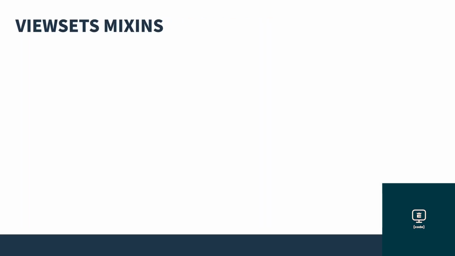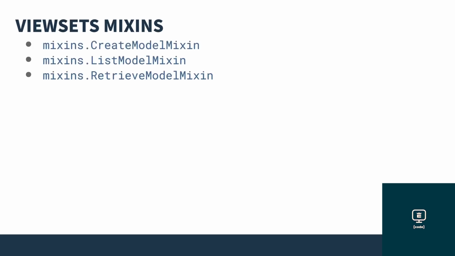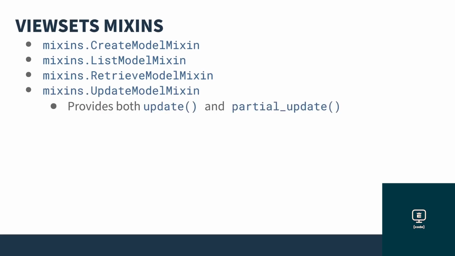Each of these methods is declared inside of a mixin. It's done this way so you can mix and match the mixins and create a view set with only those methods that you wish to support. The mixins are create, list, retrieve, update, which provides both update and partial update methods, and destroy. Essentially, there's a mixin for each one of those methods I just showed you in the base class.